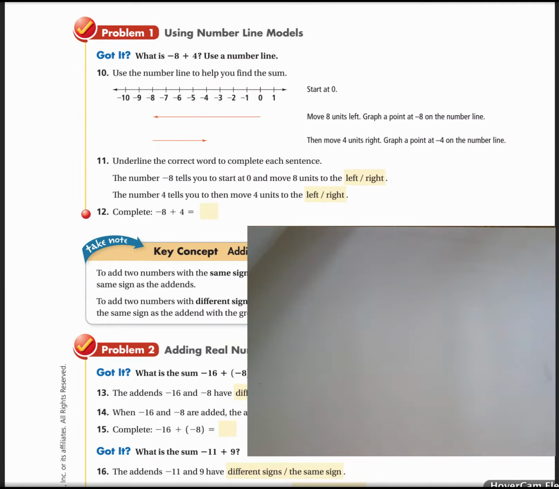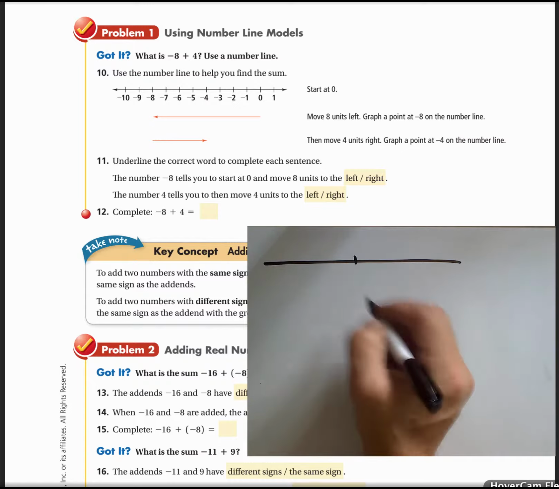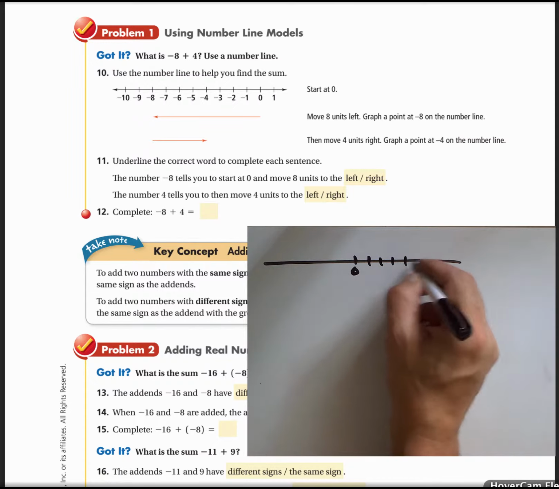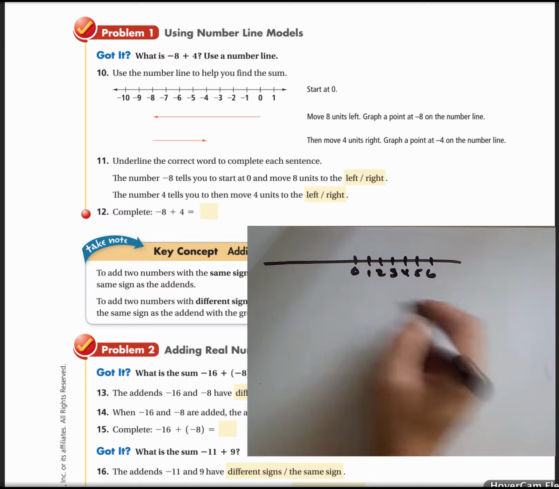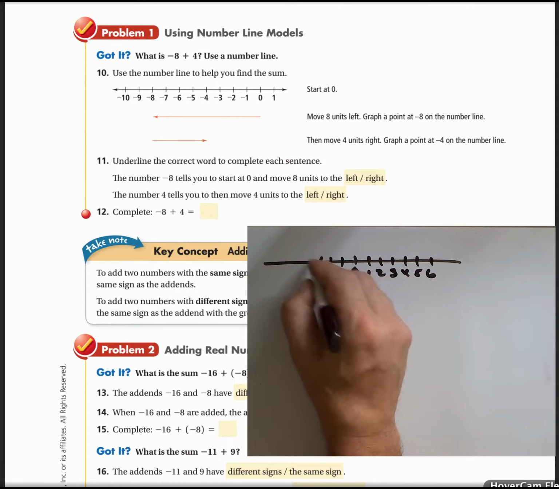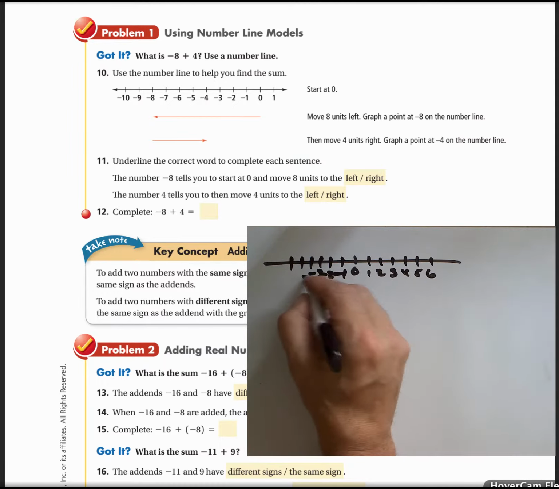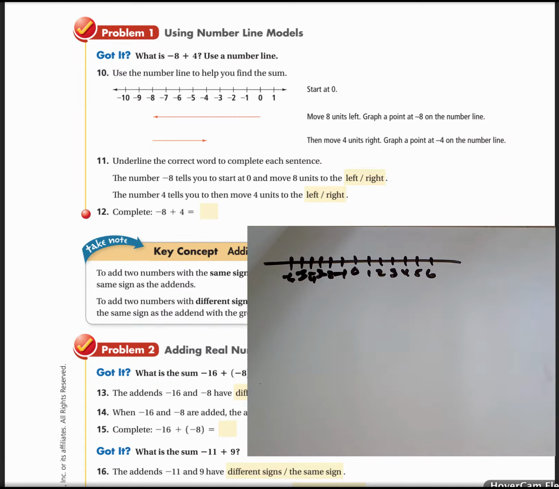Let's take time to learn a little bit about number lines. Number lines are nothing more than a line. And I always like to put dashes starting in the middle with 0. And then I count off 1, 2, 3, 4, 5, 6. Then I go negative 1, negative 2, negative 3, negative 4, negative 5, negative 6. So it's nothing more than taking a line, putting some dashes on it, and numbering them. That is a number line.